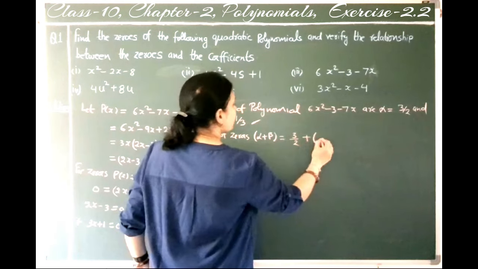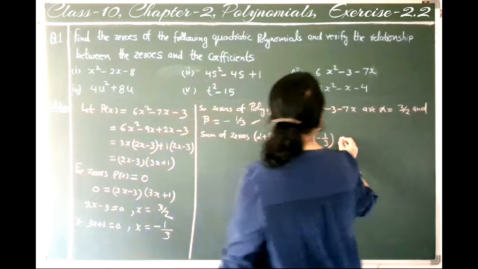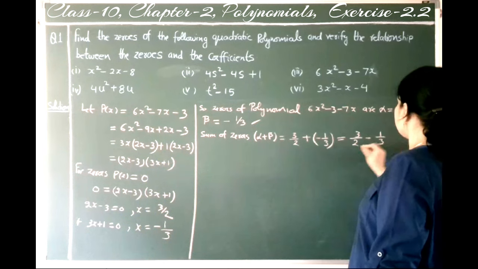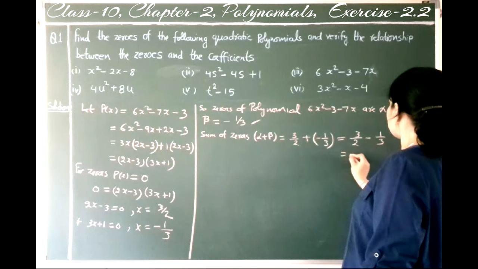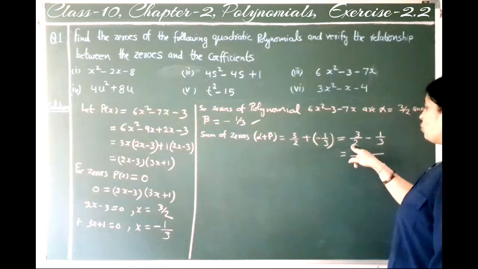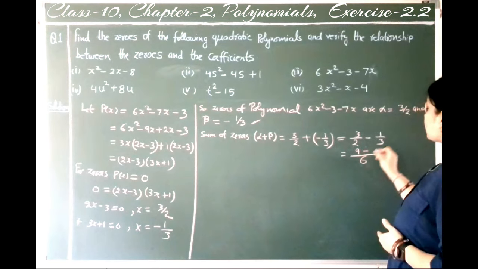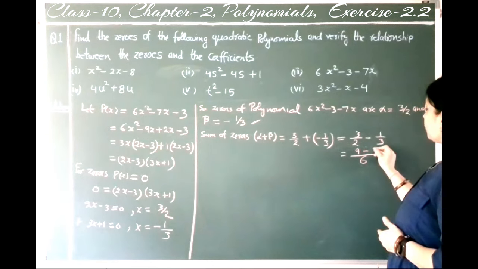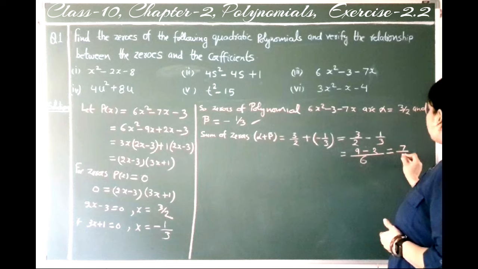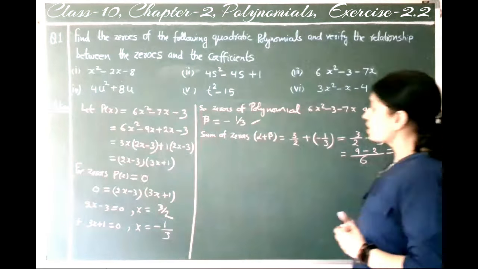plus beta, which is minus 1 by 3. So we can write 3 by 2 minus 1 by 3. Then what will be the sum? Take LCM 6. Divide 6 by 2, it is 3; 3 into 3 is 9. Minus, divide 6 by 3, it is 2. 9 minus 2 is 7, 7 by 6. So alpha plus beta is 7 by 6.